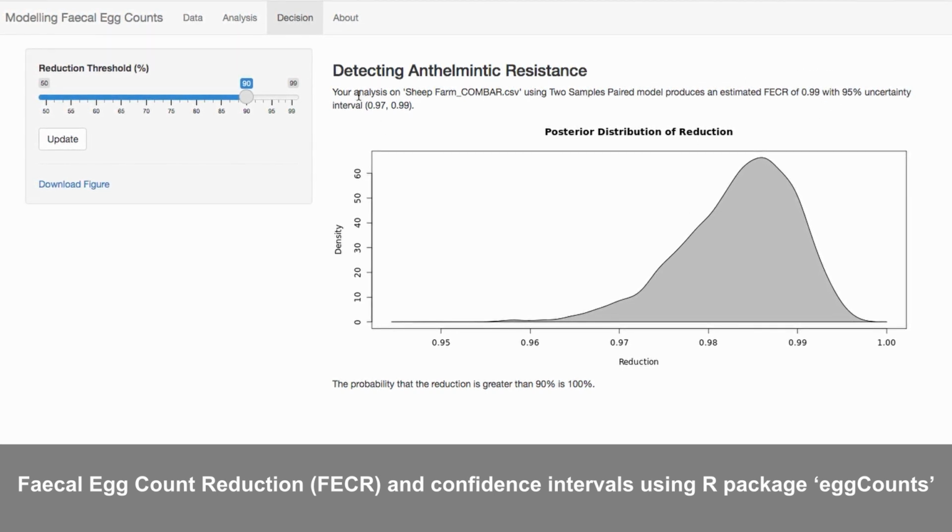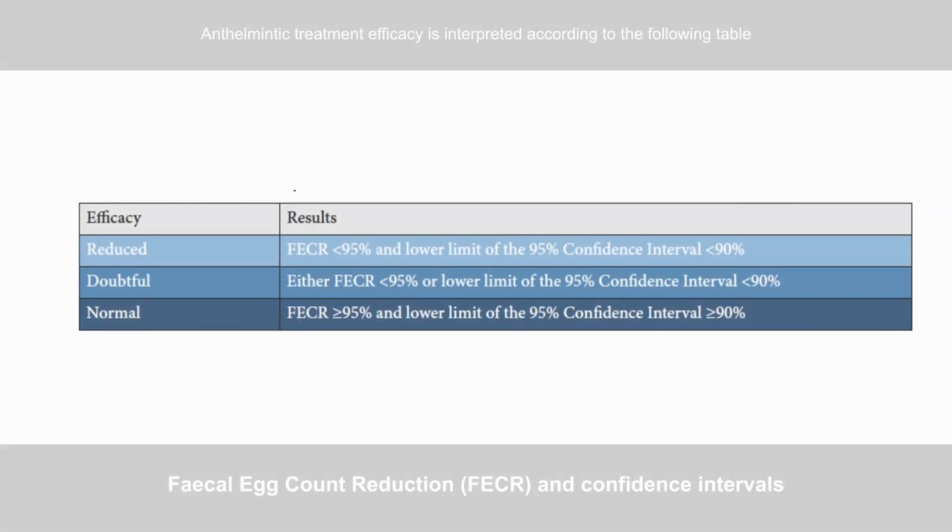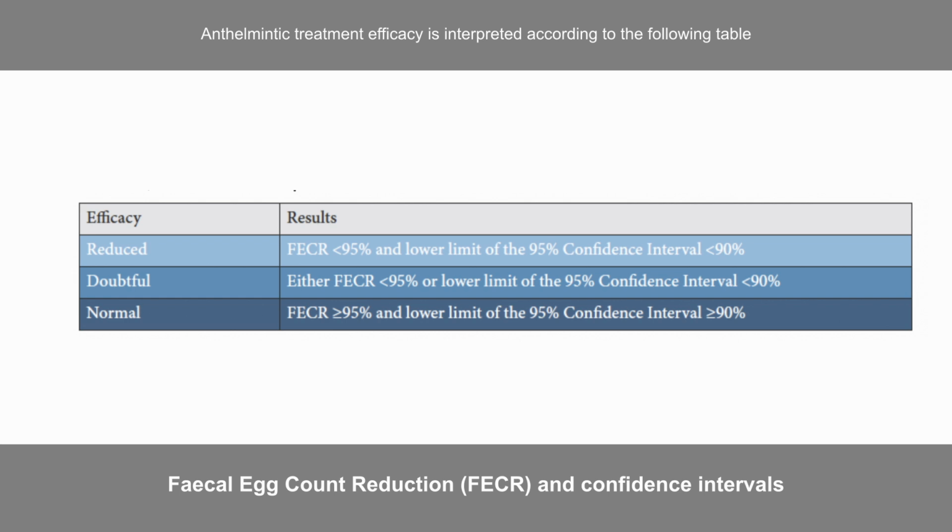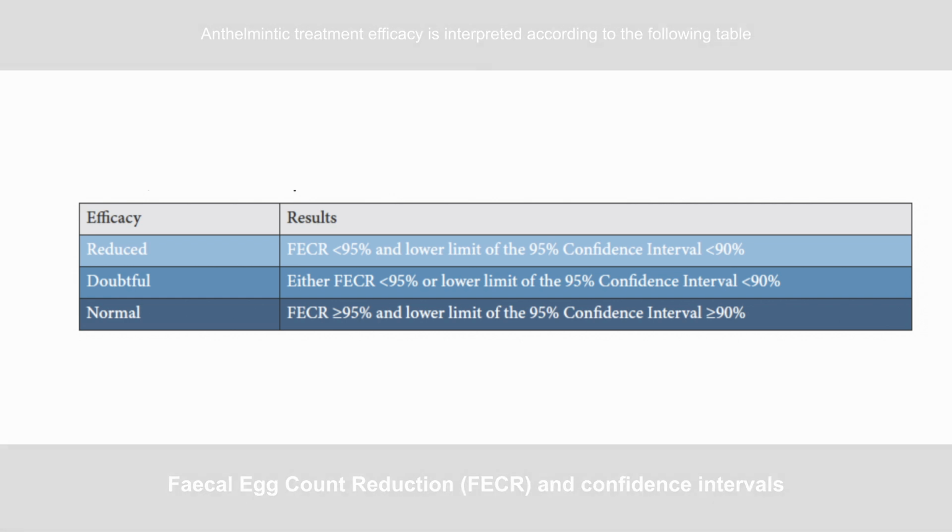The drug efficacy is classified as reduced, doubtful, and normal, depending on the fecal egg count reduction percentage and the value of the lower limit of the 95% confidence interval.